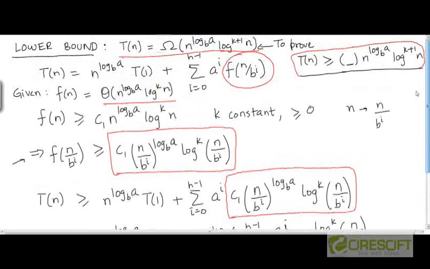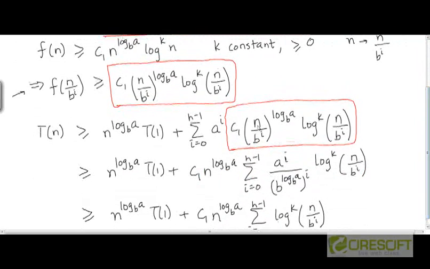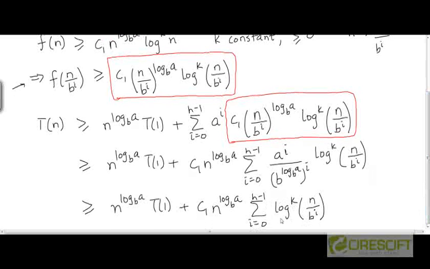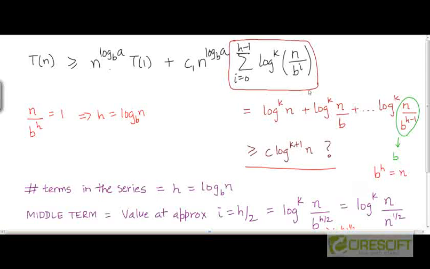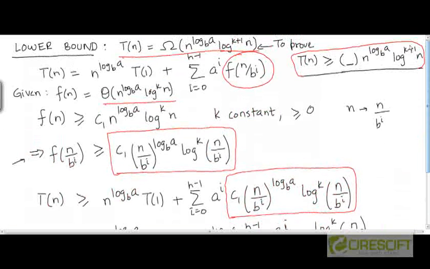N to the power log base b of a was obtained by simply pulling it out from this summation. And these two terms cancelled out in the summation and we were left with just log to the power k of n by b to the power i inside the summation. So our job reduced to trying to prove that this is greater than or equal to some constant multiple of log to the power k plus 1 of n, because that's what was missing. We already obtained this over here.